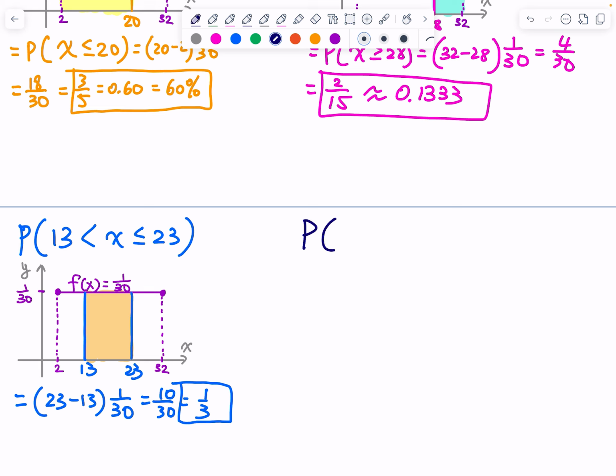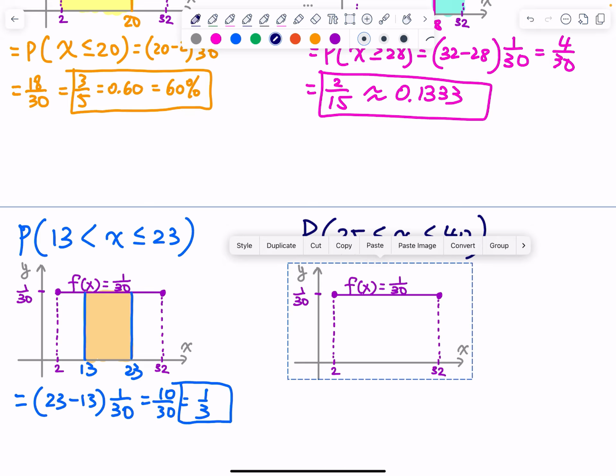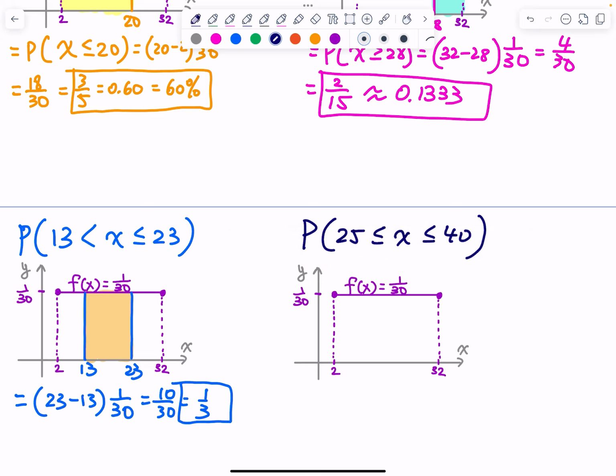Another one. What about the probability that the speed is between 25 and 40? Can we go up to 40? No, the 40 will be out of the picture, but there is a way to handle that. Let's say this is 25. 25 is right over here. And then where is 40? 40 may be right there if you extend the line. 40 is already out of the domain.